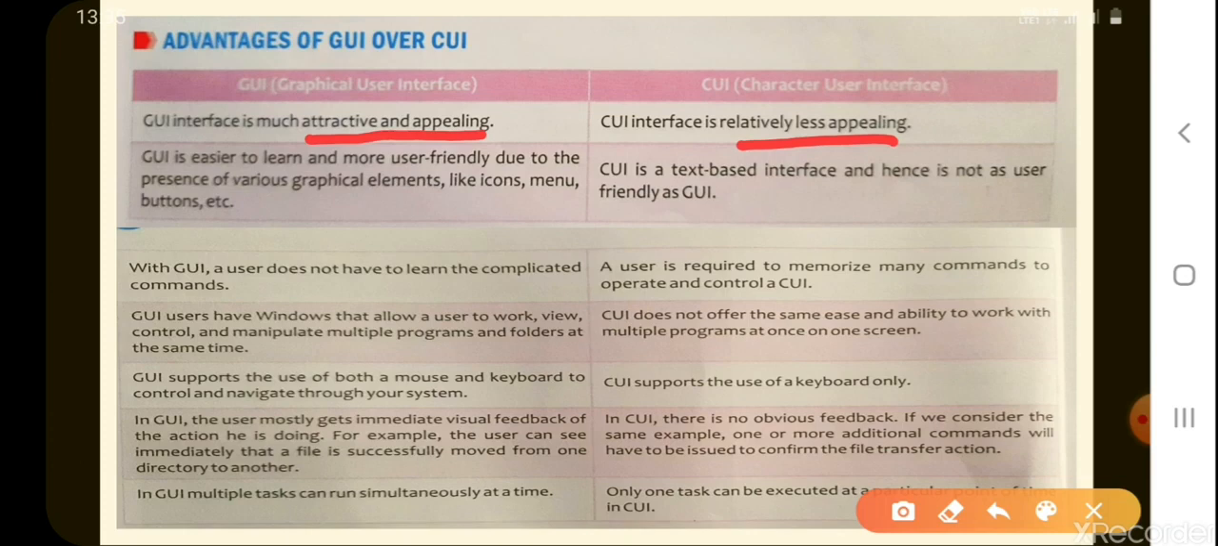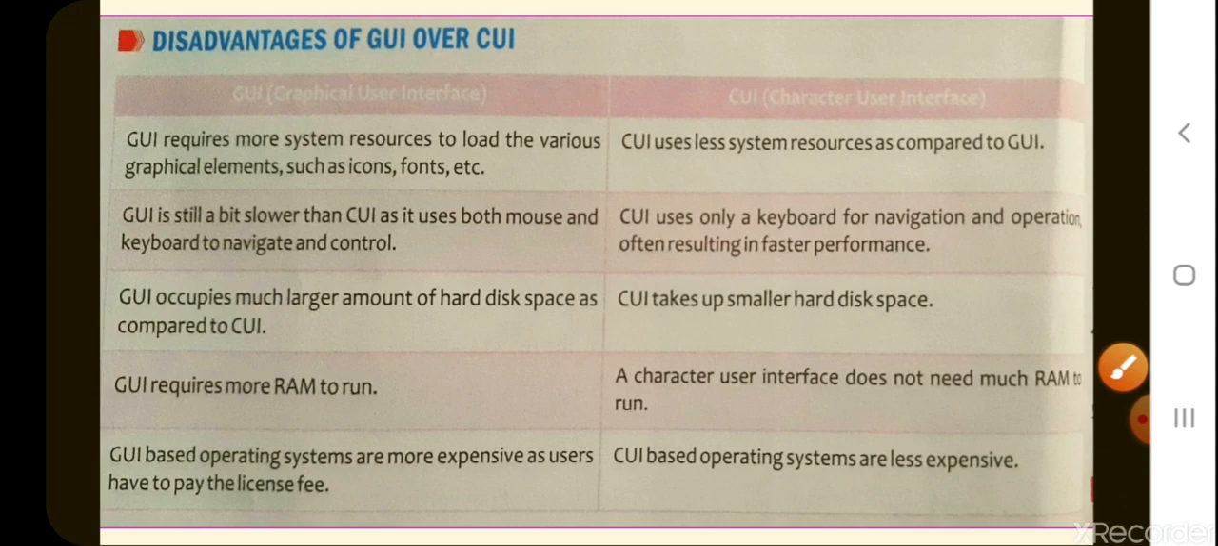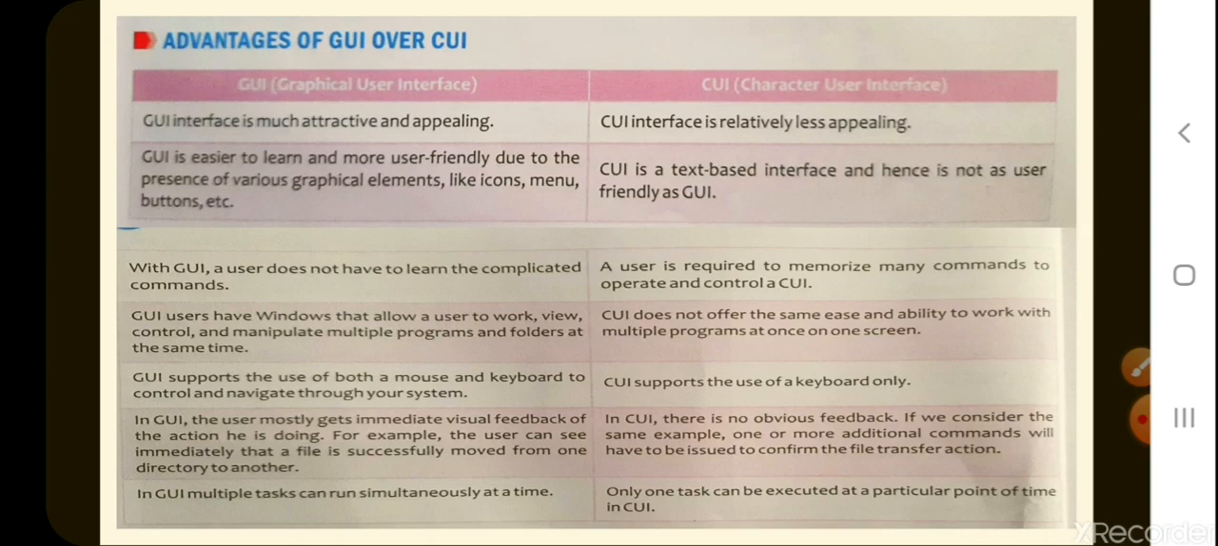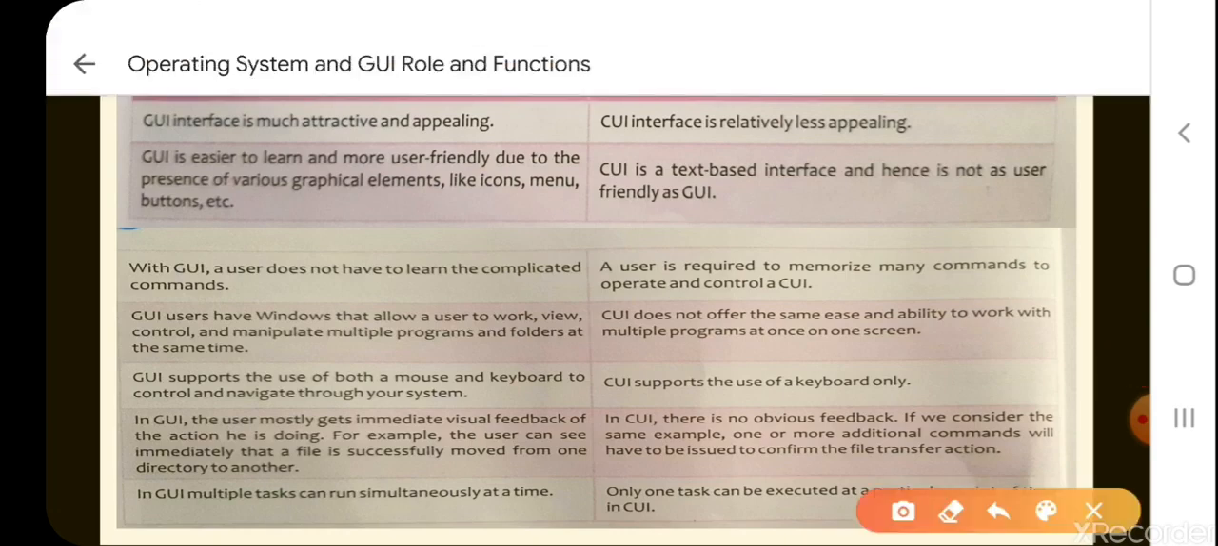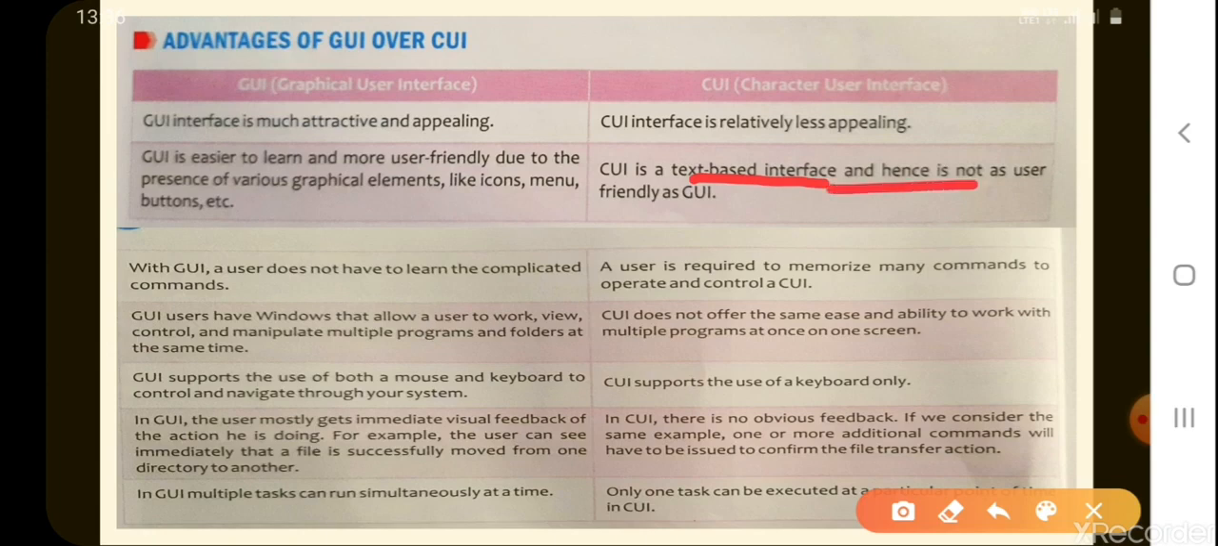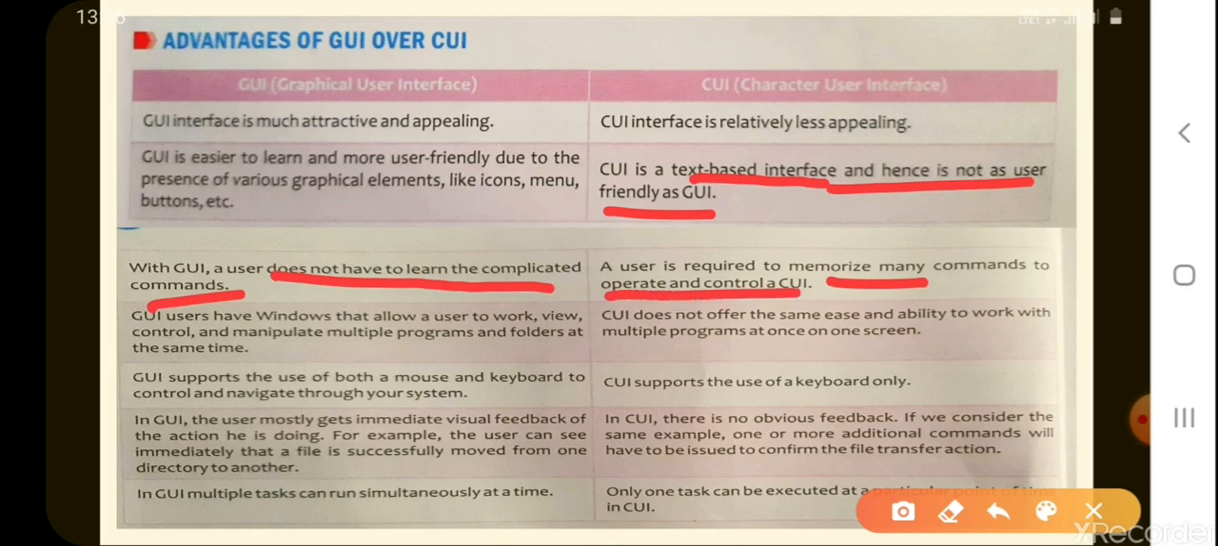GUI is easier to learn and more user friendly. Obviously, GUI uses graphics and different buttons, and it is easier for the user to use. On the other hand, CUI is a text-based interface and hence it is not as user-friendly as GUI, because you need to just type commands in it. For that you need to memorize all the commands, which is the next point. With GUI, a user does not have to learn complicated commands, but with CUI, a user is required to memorize many commands to operate and control the CUI.